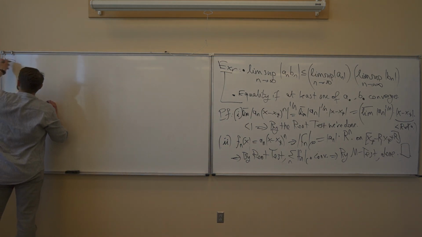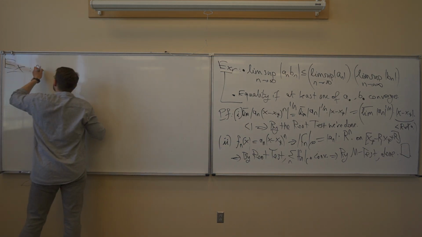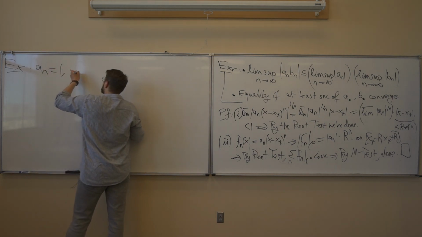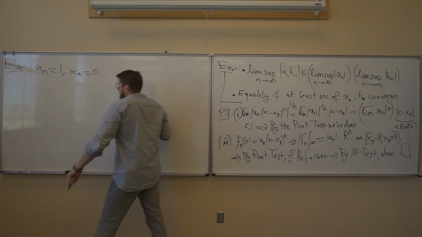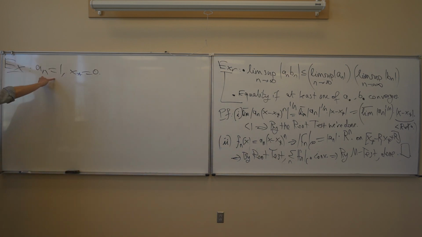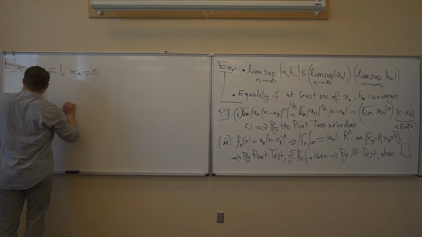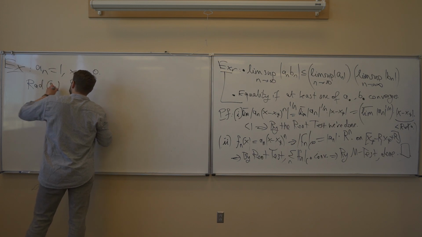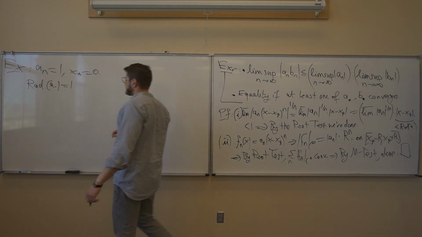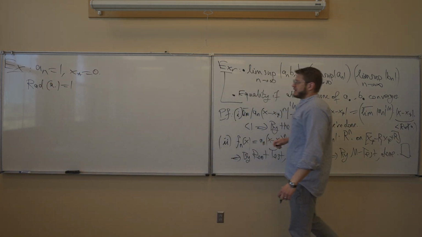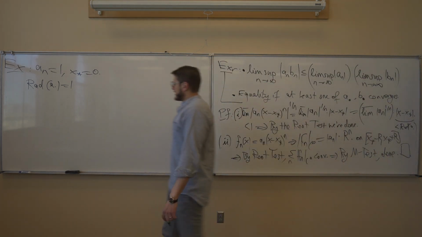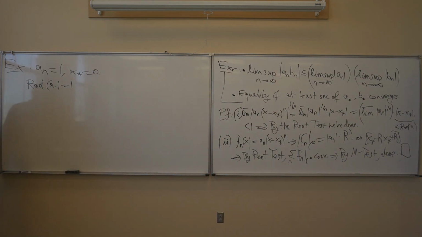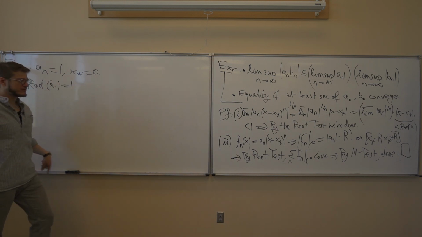So the limsup of this is 1. So the radius of convergence is 1, and the Cauchy-Hadamard theorem would predict that for x in absolute value less than r, you have pointwise convergence.